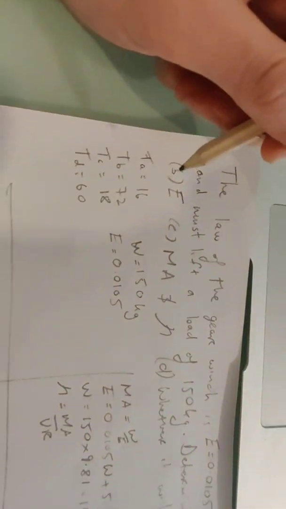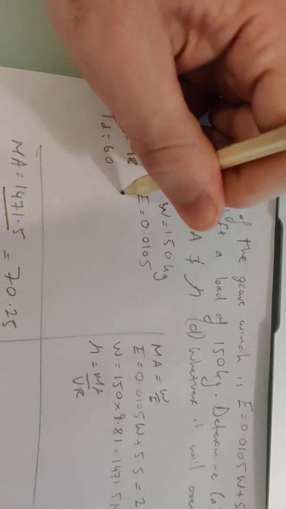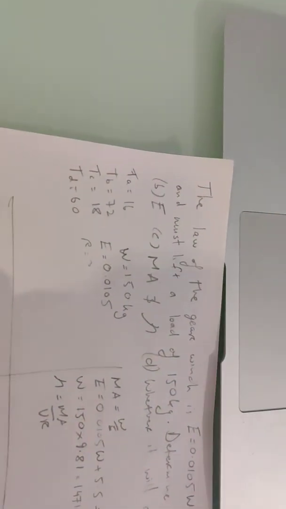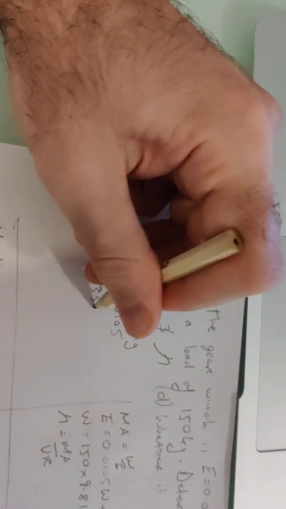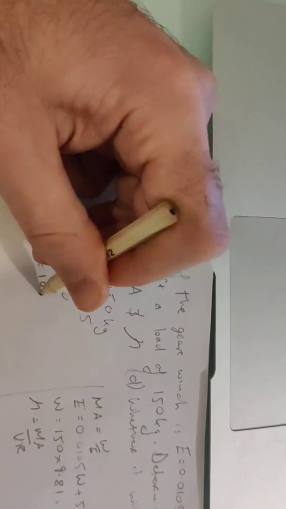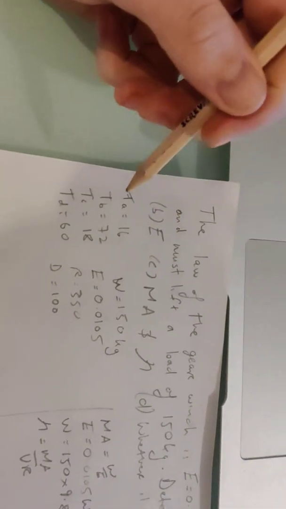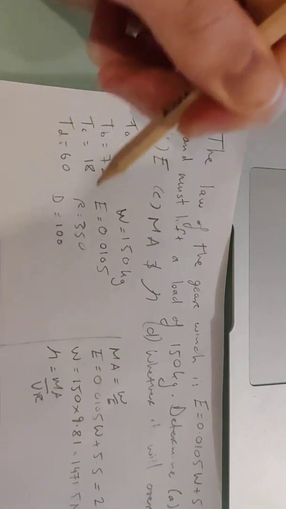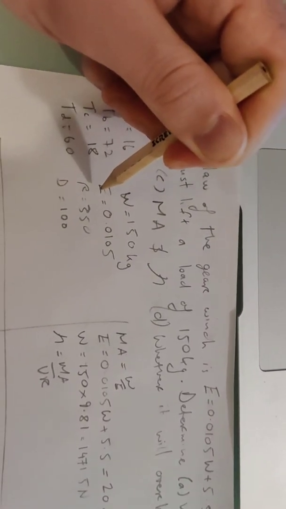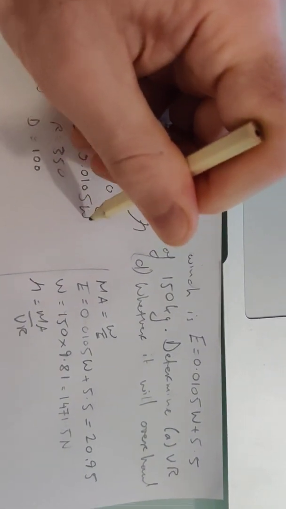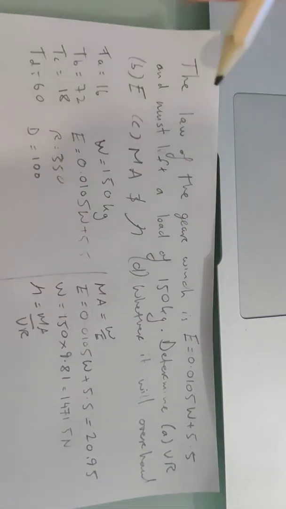So I've already done a bit here, but that tells me that my radius is equal to 350, and that my diameter is equal to 100. What I've done so far is just written down what I know. I know the number of teeth for each of the gears, I know that my load is 150, I know that the effort required is 0.015 W plus 5.5, and then my radius and my diameter.